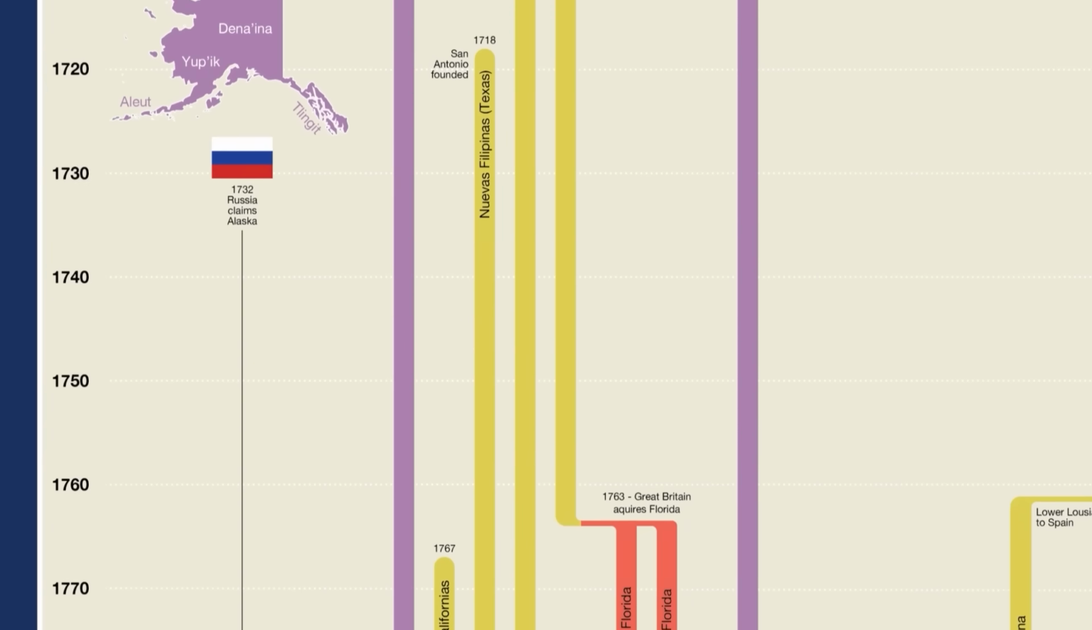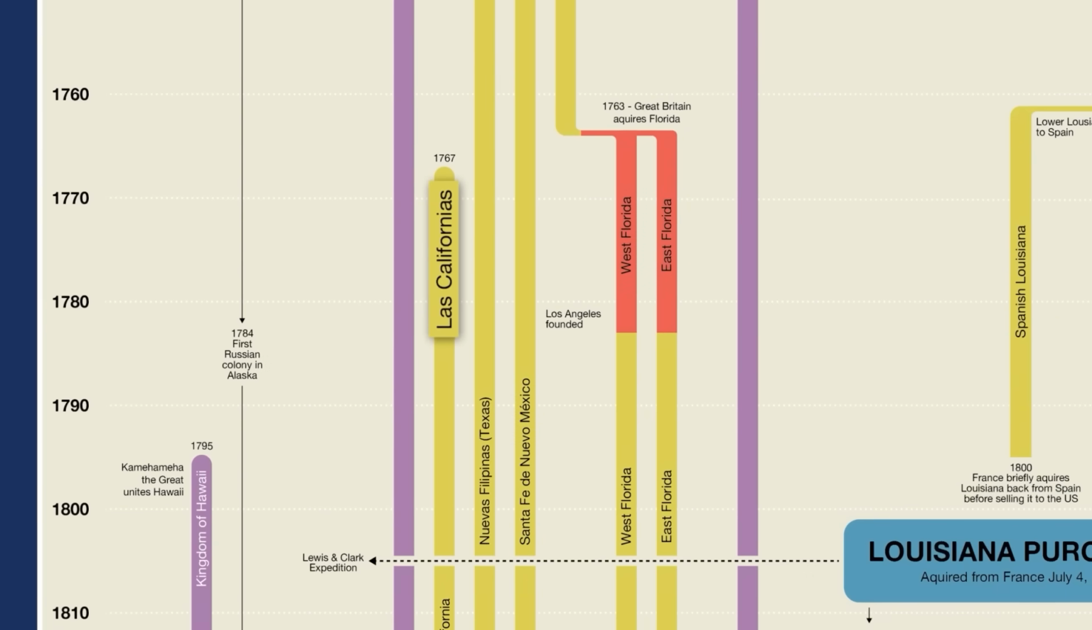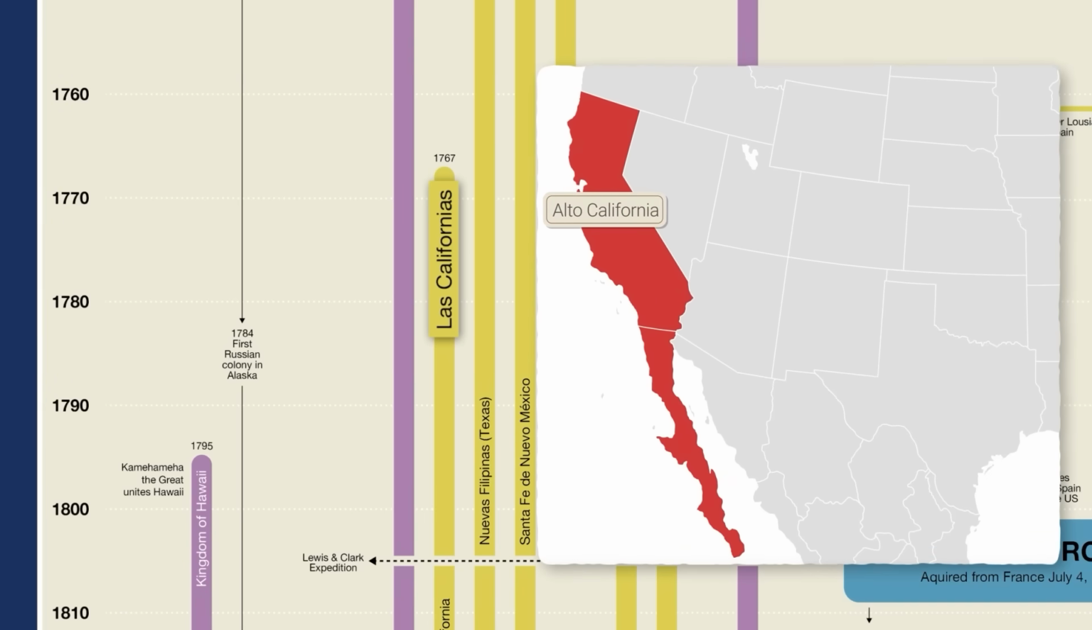Then finally, in 1767, California was settled as well, although it was initially called the Californias, plural, because there is actually both an Alto, or Upper California, which is now the American state, as well as Baja California, which is this peninsula here, now a part of Mexico.